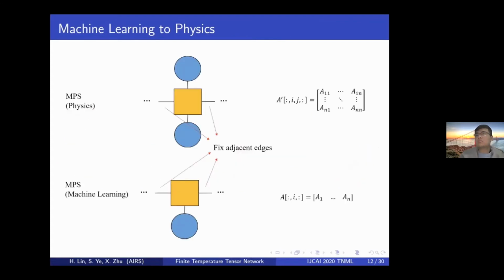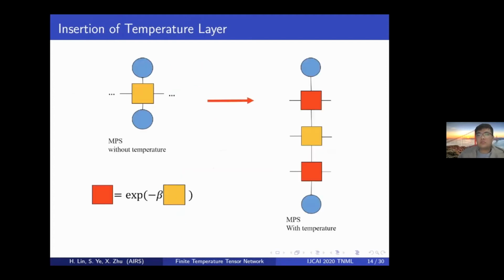For the individual tensor of machine learning representation, if we fix its edge connecting to its adjacent, the remaining part is a vector. While for the individual tensor of physical representation, if we still fix its edge connecting to its adjacent, the remaining part is a matrix. Now, the diagonal element of this matrix is set as a vector in machine learning representation. After this recovery step, the temperature layer is then inserted.